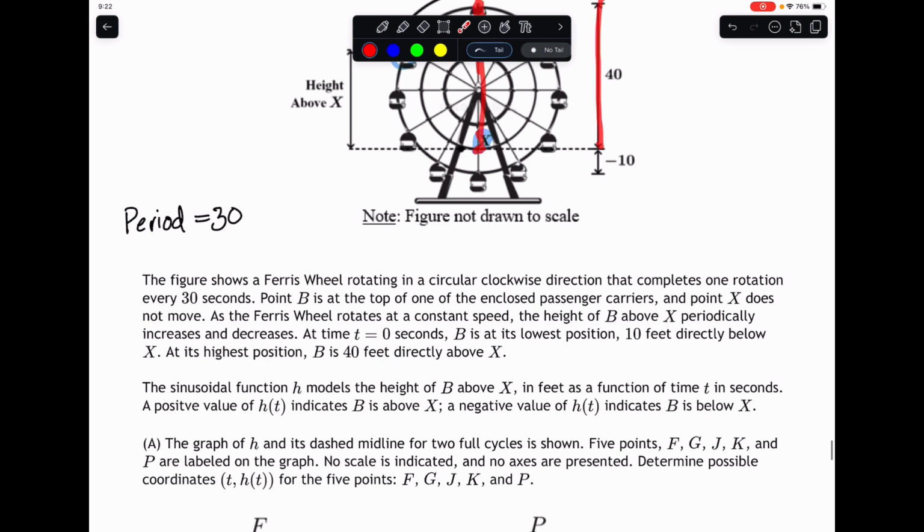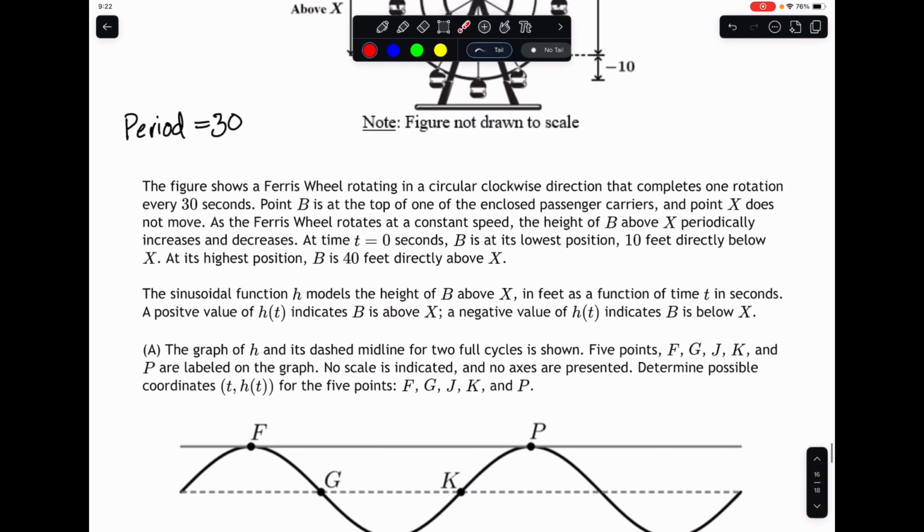Now the sinusoidal function H models the height of B above X in feet as a function of time in seconds. A positive value of H indicates that B is above, and a negative value of H indicates that B is below.